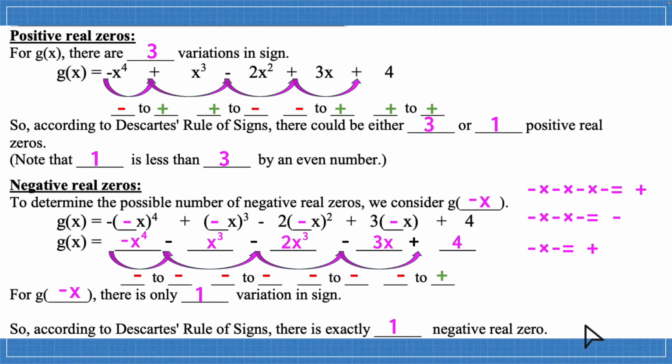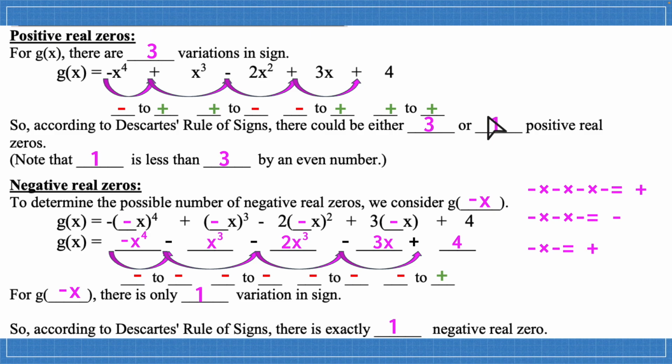This is just a way of looking at the signs, and I know that this one's a little bit more spread out, but it's just that idea. First, go through and count how many changes you have. If you have 2 or more, you can go down by 2. You're either going to have 3 or you're going to have 1.